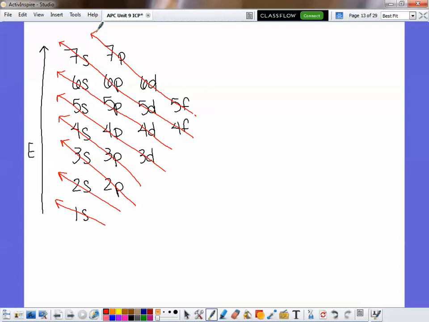And then after 3d, we continue 4p, 5s. Same thing happens with the f. 4f doesn't get filled until after 5p and 6s. Remember, those f orbitals are very complex in shape, okay? And we always start down at the 1s.